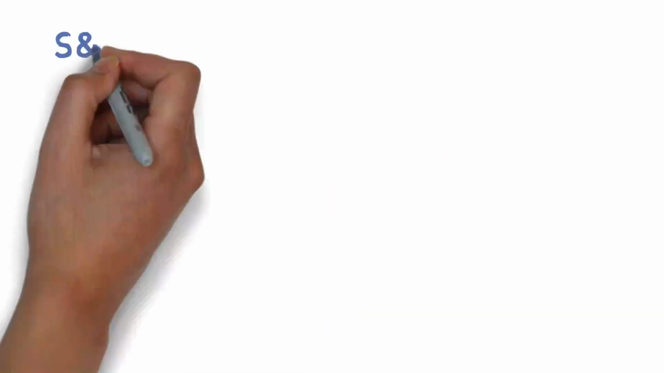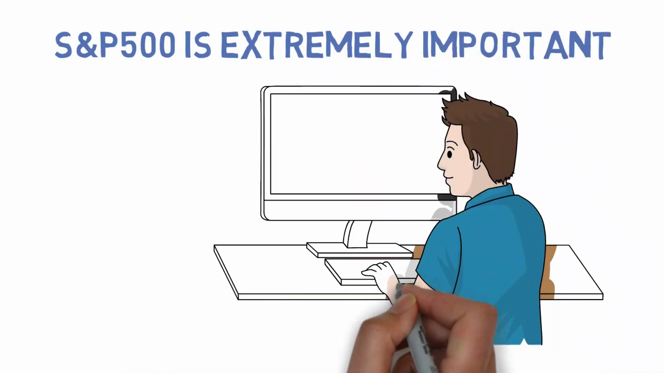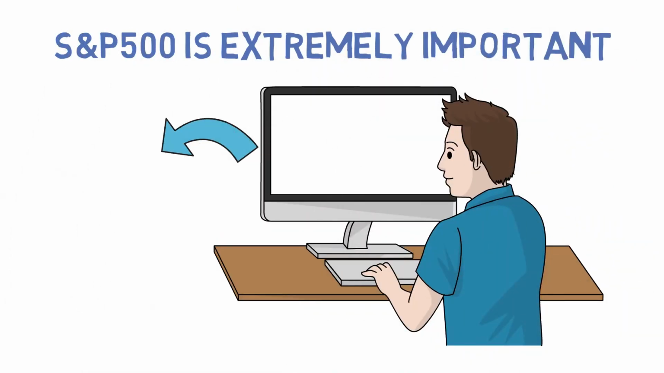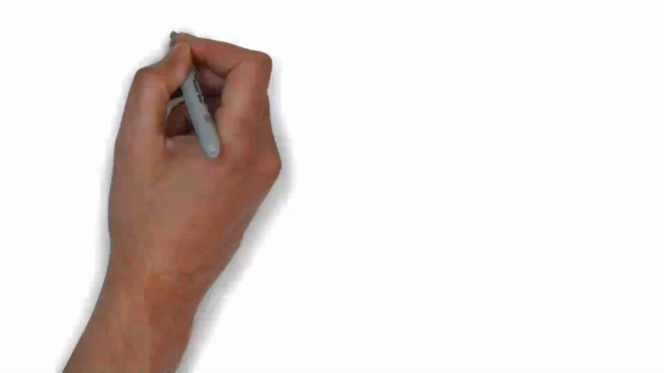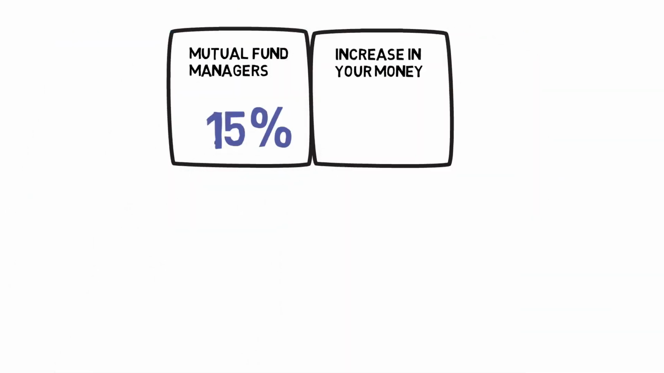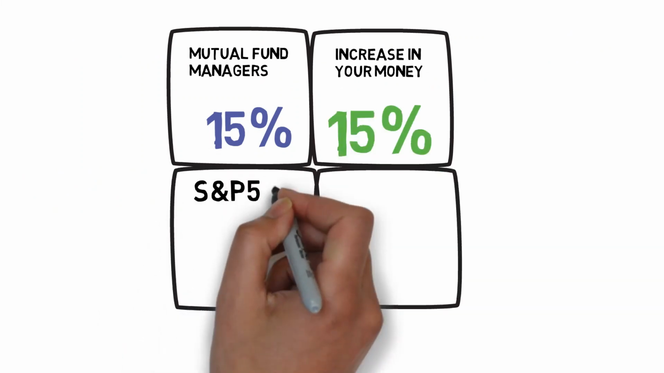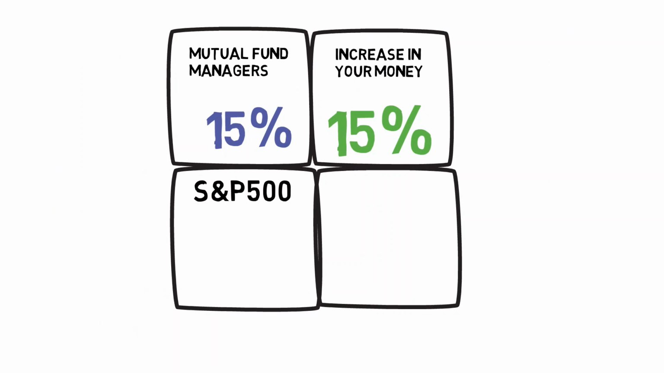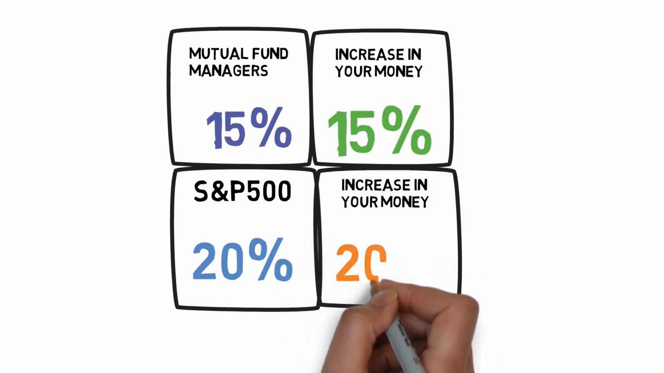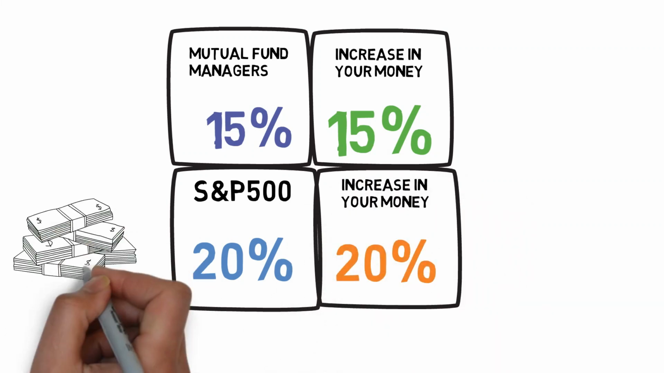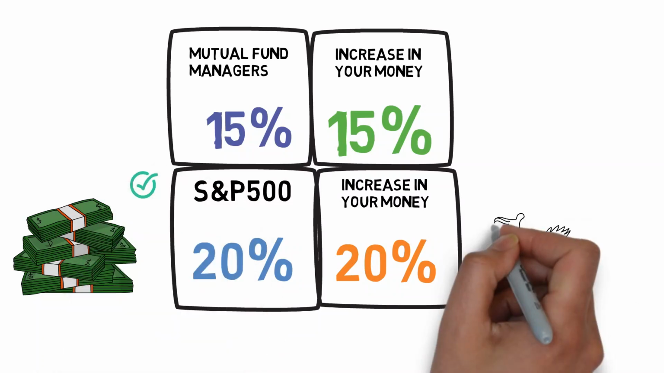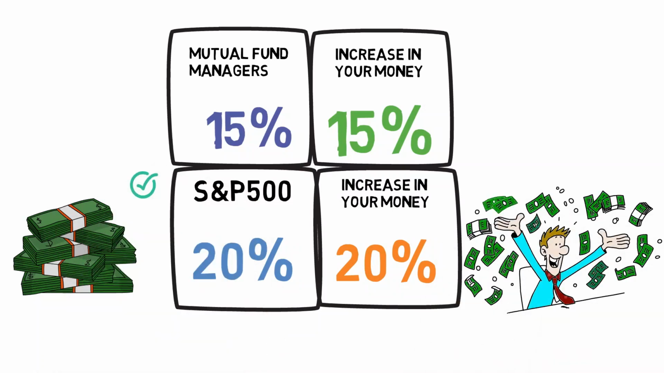The S&P 500 is extremely important for mutual fund managers as their performance is compared to the S&P 500, meaning if a mutual fund manager gains 15% for your money, you would consider a 15% increase in your money a good investment. However, if the S&P 500 goes up by 20% during that same time, compared to the S&P 500, the mutual fund manager underperformed, meaning you would have been better off investing in the S&P index itself to grow your investment than with the mutual fund manager. Thus, it's best practice to always compare the performance of investors to the S&P 500.